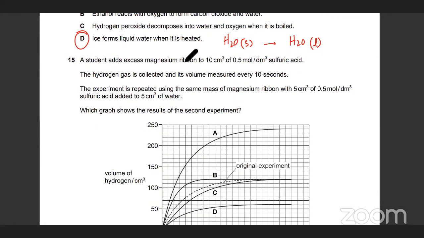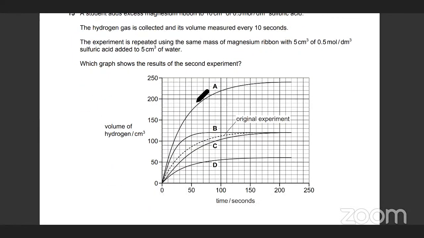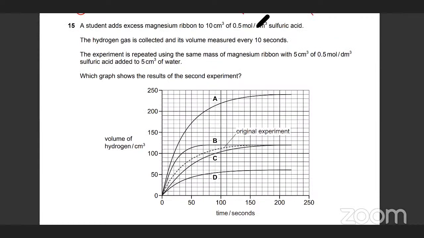I said next one. This is about rate of reaction. A student adds 10 cm cube of 0.5 mole per dm cube sulfuric acid, and he adds magnesium ribbon to it. The hydrogen gas is collected and its volume measured every 10 seconds. So there's sulfuric acid, and he's adding Mg to it, and all the gas that he's producing is collected. He must be using a measuring syringe to collect the gas. The volume of gas being produced is plotted against time.